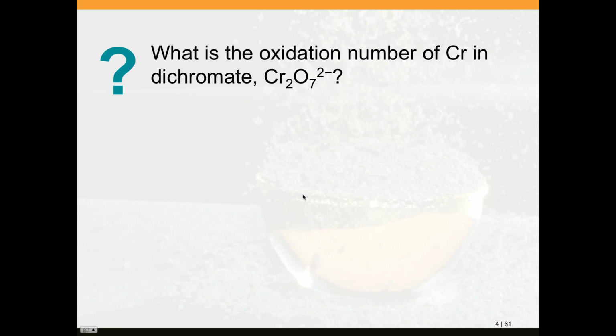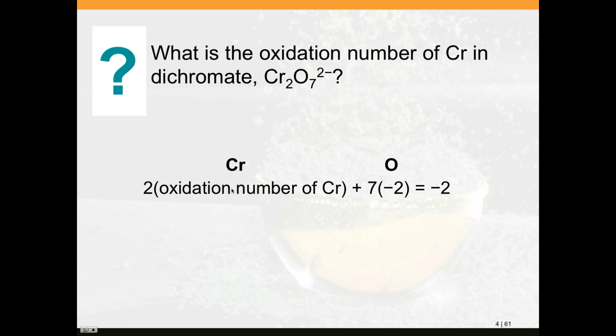Okay, so here's another example, the dichromate ion, which has a total charge of -2. What's the oxidation number of chromium? Okay, so again, you fill in what you know. You know that you have 2 chromium atoms, that's like 2x. You know that you have 7 oxygen atoms, and each one is a -2 oxidation state.